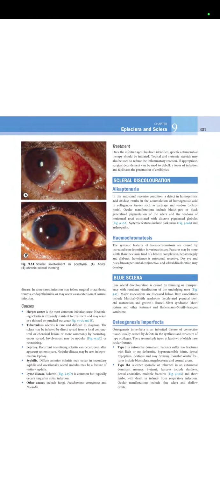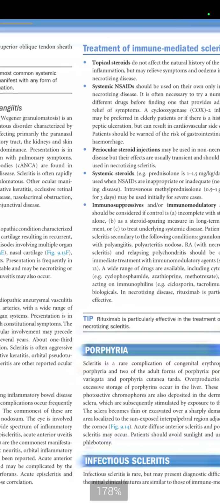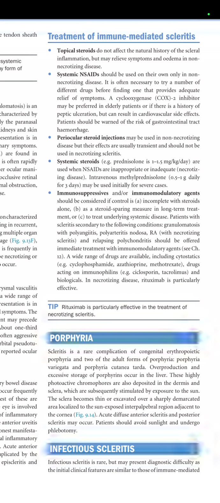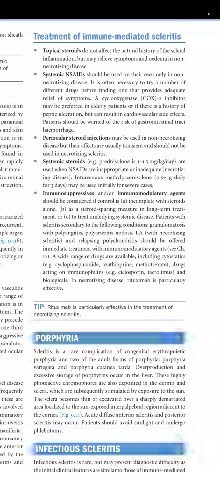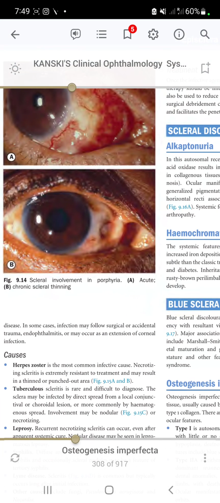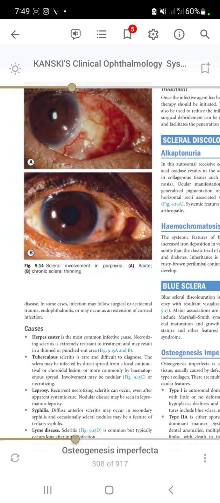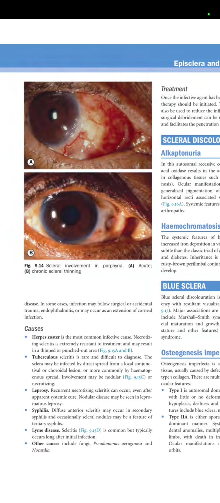Now, very important, infectious scleritis. Infectious scleritis, basically you know that some infection is the cause of it, but it is very rare. Infectious scleritis is rare but may present diagnostic difficulty as the initial clinical features are similar to those of immune-mediated disease. In some, infection may also follow surgical or accidental trauma, endophthalmitis, or may occur as an extension of a corneal infection. So corneal infection can cause scleritis, endophthalmitis can cause scleritis, trauma and something like that.